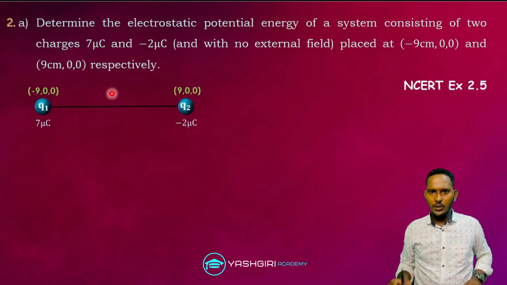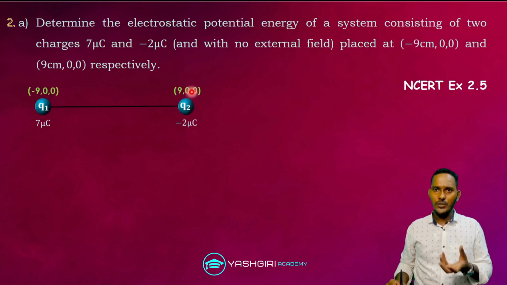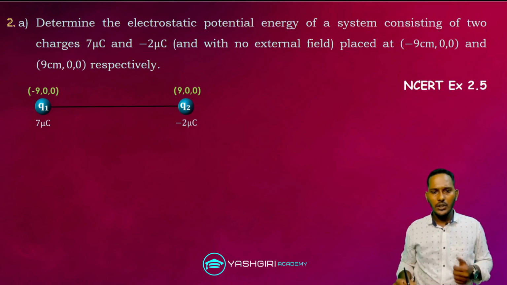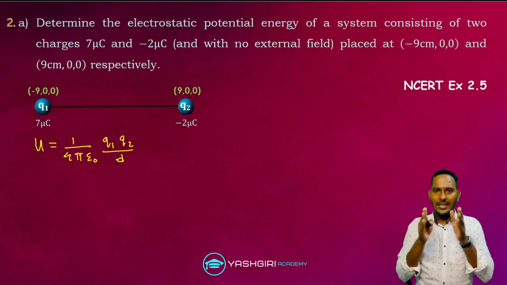So since these are the 2 charges, one is a positive charge, the other one is a negative charge, and these are their locations, right? Now, straight away we can find out the potential energy with the help of this relation. The potential energy U is nothing but 1 upon 4 pi epsilon naught, the product of the 2 charges Q1 into Q2 over the distance between the 2 charges, right?